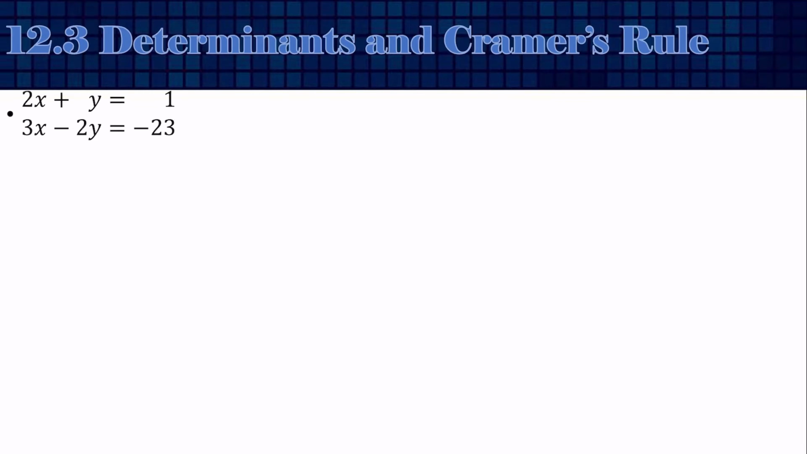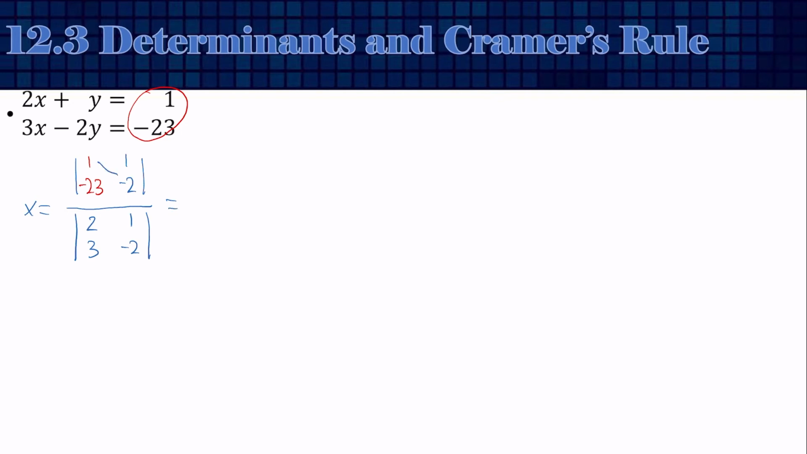So let's use Cramer's rule to solve this little system. All right, so for x, the bottom is all the coefficients, 2, 1, 3, and -2. The top is the same as the bottom, except the x column is replaced with the constants. Those are the constants. Otherwise, it's the same as the bottom.